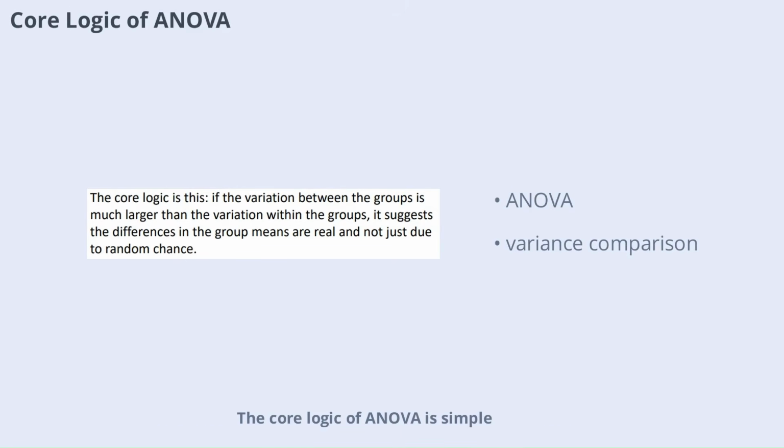The core logic of ANOVA is simple. If the variation between groups is much larger than the variation within groups, it suggests that the differences in group means are real and not just due to random chance. This statistical approach allows you to test multiple groups at once, making it a powerful tool for research and analysis.